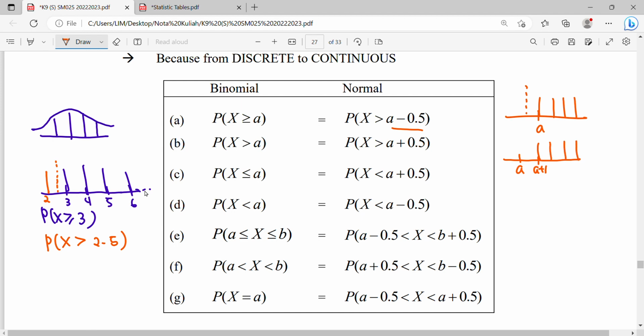Contohnya kalau saya letak nombor, kalau ini 3, so sebelum 3, 2.5. Kalau ini lebih daripada 3, adakah 3 termasuk? Tak. So kita punya discrete start from 4, 5, 6. So where's your boundary to be put? After A, correct? So after A, your decimal will be plus 0.5, 3.5. Boleh. So continue.